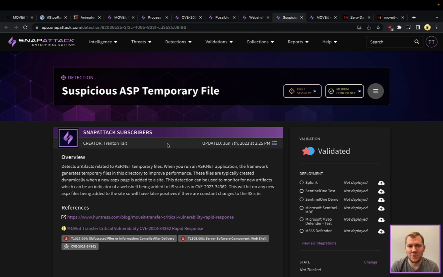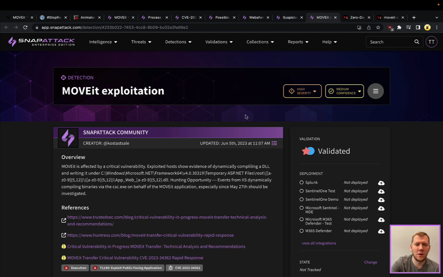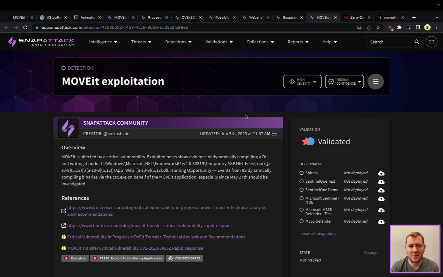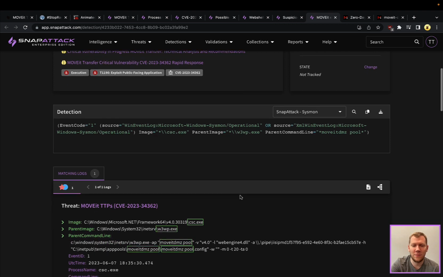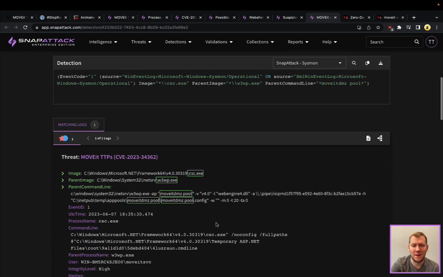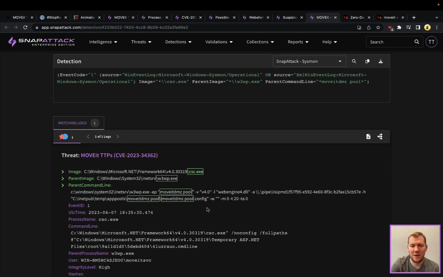And these are also very good for threat hunting. There's one other detection I think we'll call out. This is from Costas. It's a community rule, and I know this one has been shared quite widely. Using a similar detection strategy, he was looking for csc.exe from W3WP, and looking at the parent command line. So is this part of that MOVEit pool DMZ?